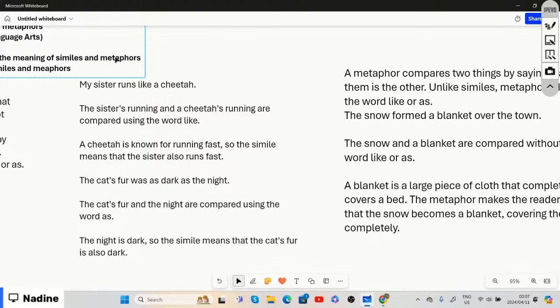All right, so we see that my sister runs like a cheetah, and we see that it compares basically how fast the sister runs, because remember we said a cheetah generally runs very fast. It is known for running fast.